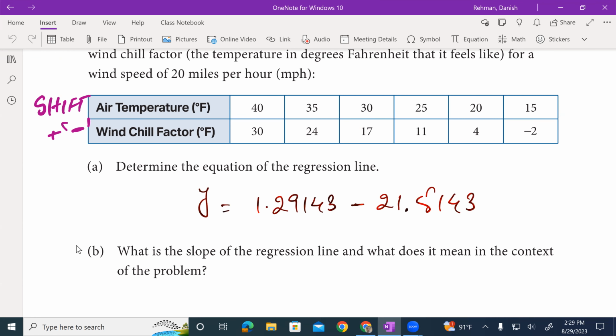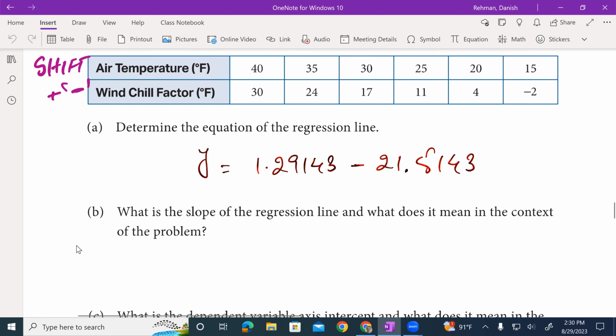Good question. If you want to get things as accurate as possible, you can put all the decimal places. Otherwise, 2 decimal places is fine for me. If I were conducting this course in college or university, I would say 4 decimal places. But for you, 2 decimal places are good enough. Got it? Tell me. 1.29143 and then 21.5143. Got it?